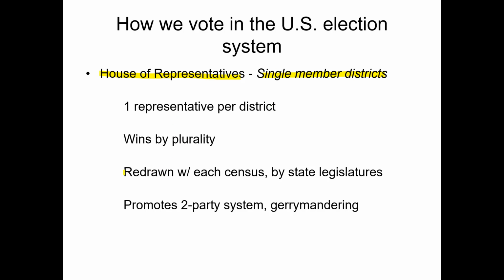Every 10 years, these districts are redrawn with the census, which is coming up this year. The state legislatures are tasked with the authority to redraw those U.S. congressional districts. And we'll talk more on this later with respect to the single-member districts and how that promotes the two-party system. But we've already talked about gerrymandering, in that the party that's in control of the state legislature can redraw districts and will have the power to approve those because they have the majority, and they will redraw those districts in their favor to ensure that they maintain that majority.